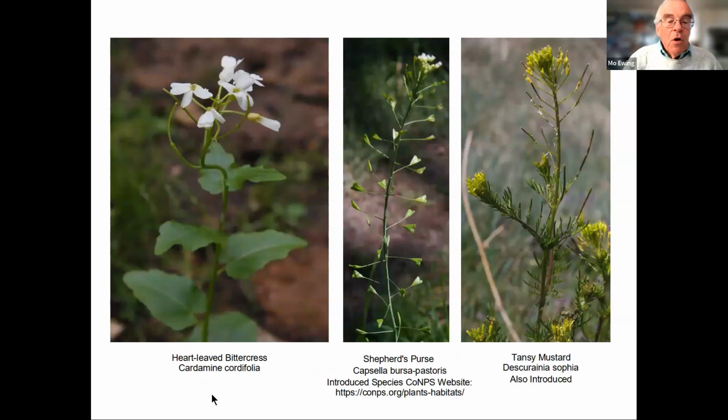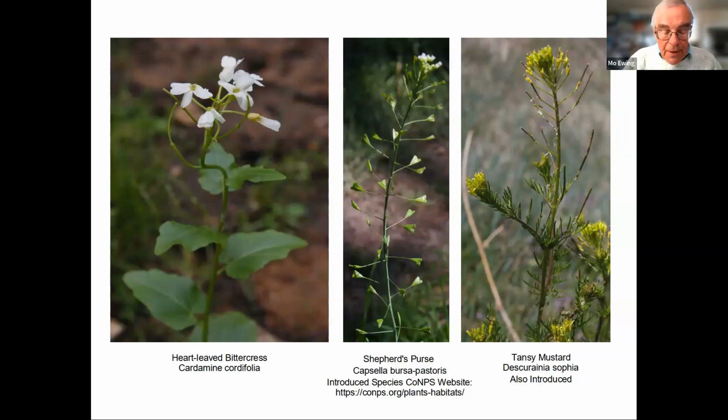The first one is heart-leaved bittercress, Cardamine cordifolia. Cordifolia means heart-shaped leaf, and you can see it just a little bit here. It's kind of heart-shaped at the bottom. This grows in wet areas in montane and subalpine. I took this photo in Western Pass.